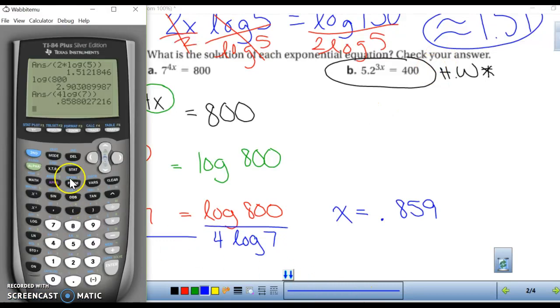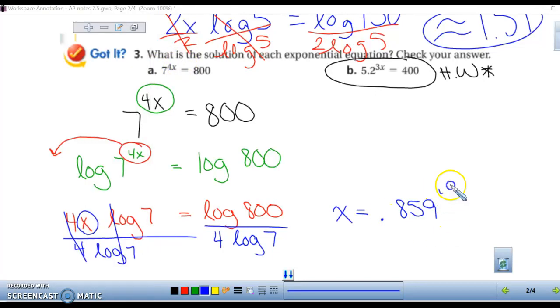In 3, they say to check your answer. So what I'm going to do is go backwards in my calculator, and we're going to plug this answer in for x. Because it's 4 times x, I'm going to multiply my answer by 4. And then I'm going to raise it to the exponent, so 7 to the power of that answer. And it equals 800, so then I know that my x is correct. So don't forget to do 3b on your own and get your answer, and then make sure that you double check just to make sure that your answer equals 400.